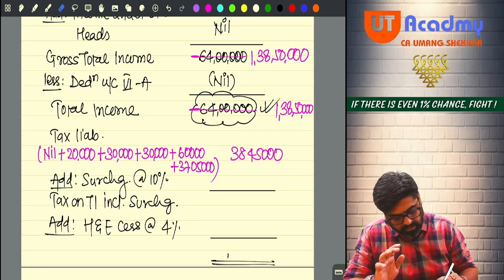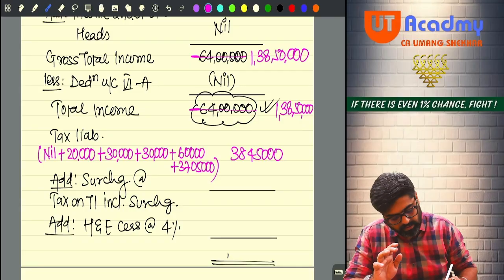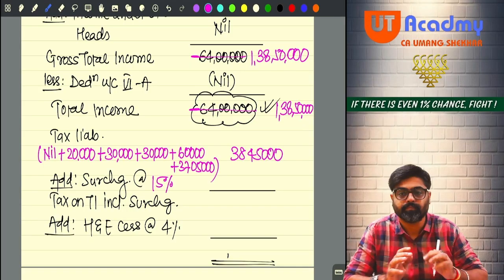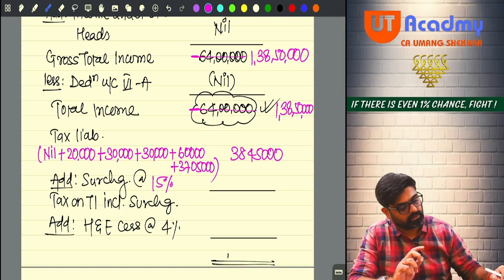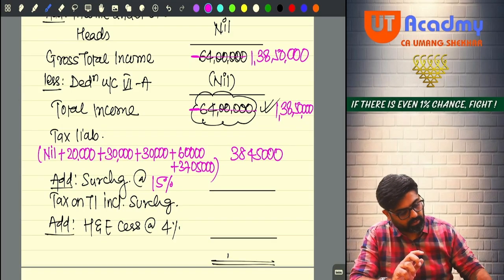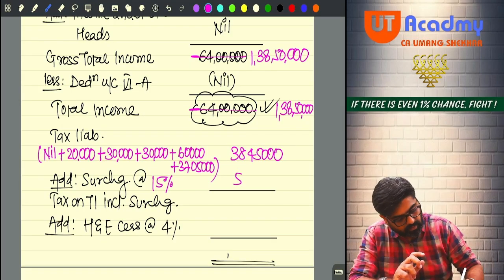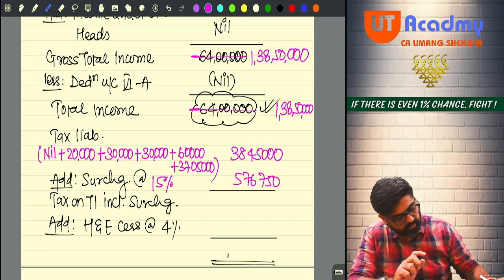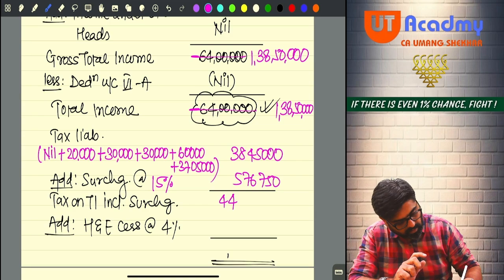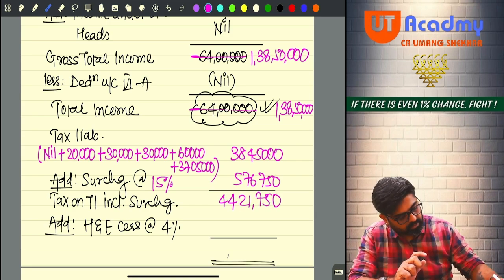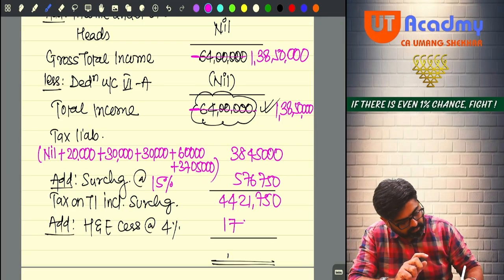Now the rate of surcharge here will not be 10%. The rate of surcharge will become 15%. So 15% of that will be 5,76,750. So it will be 44,21,750. And 4% of that will be 1,76,870.